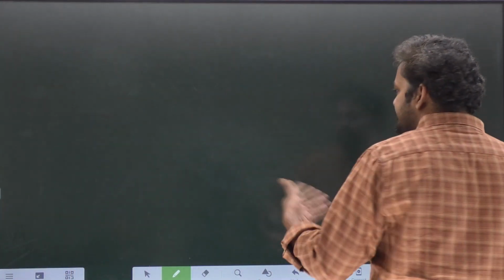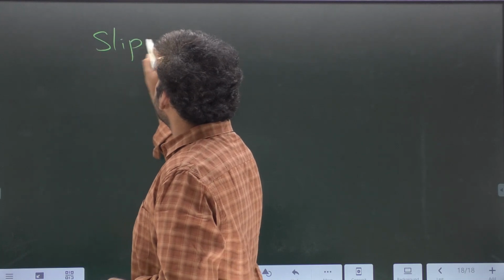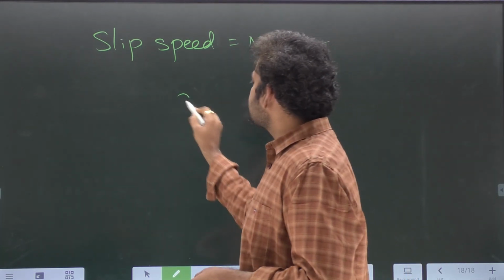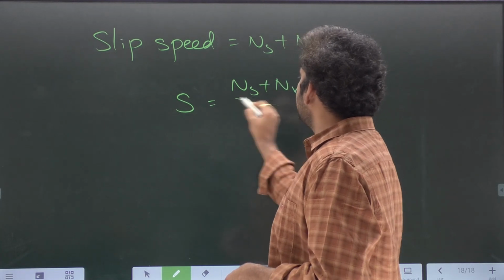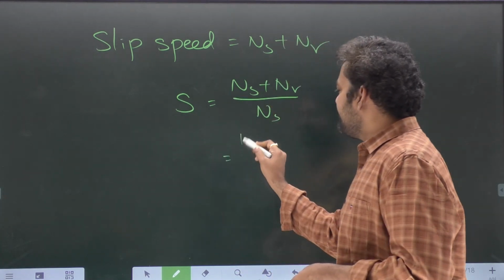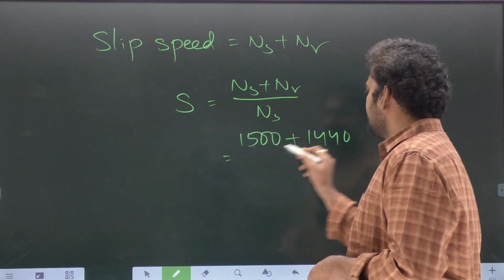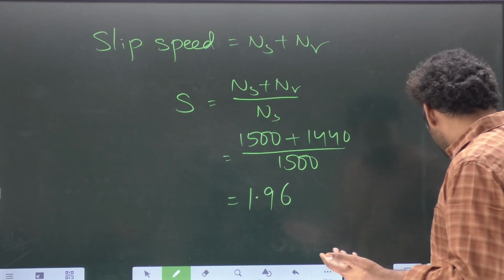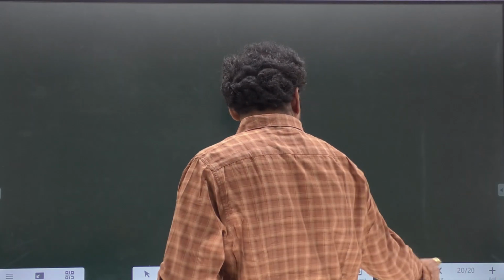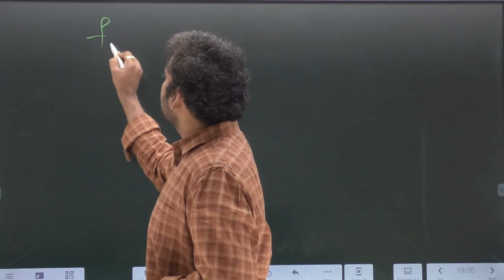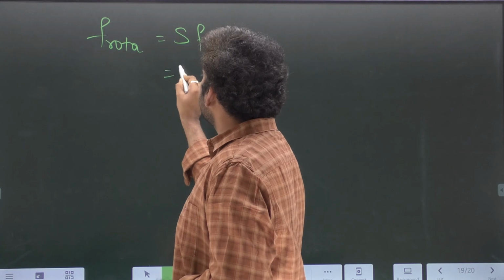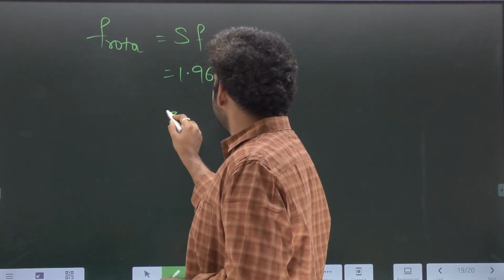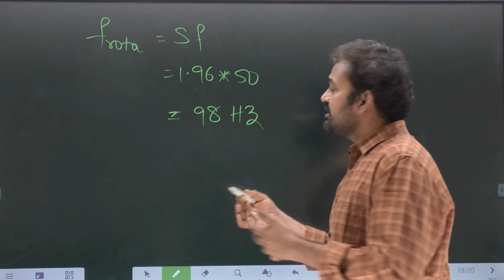Once you know the slip speed, you know how to proceed to find the answer. So slip speed is equal to Ns plus Nr rpm. Then what is the formula for slip? It is the ratio of slip speed to synchronous speed. Here Ns is 1500, so slip is (1500 plus 1440) divided by 1500. You'll get 1.96. If you know slip, what is the rotor frequency? Don't forget that supply is given to the stator, therefore the rotor frequency is equal to the slip frequency: 1.96 into 50, which is 98 Hz. If there are any mathematical mistakes, please correct them.